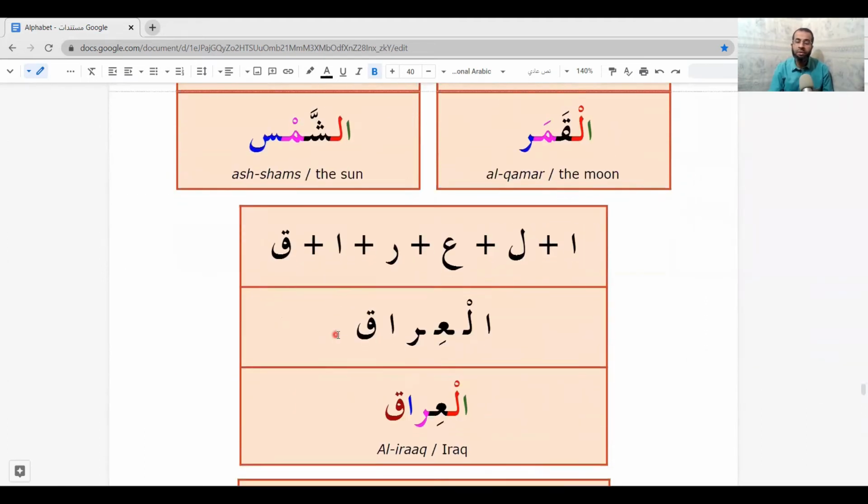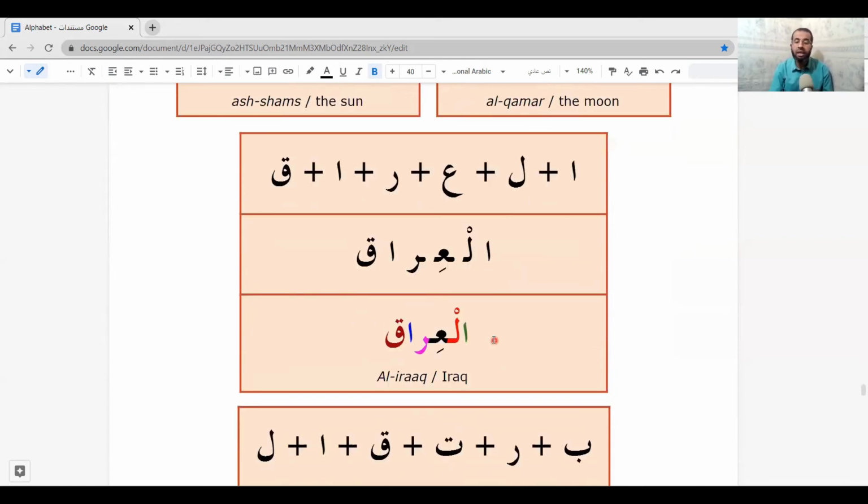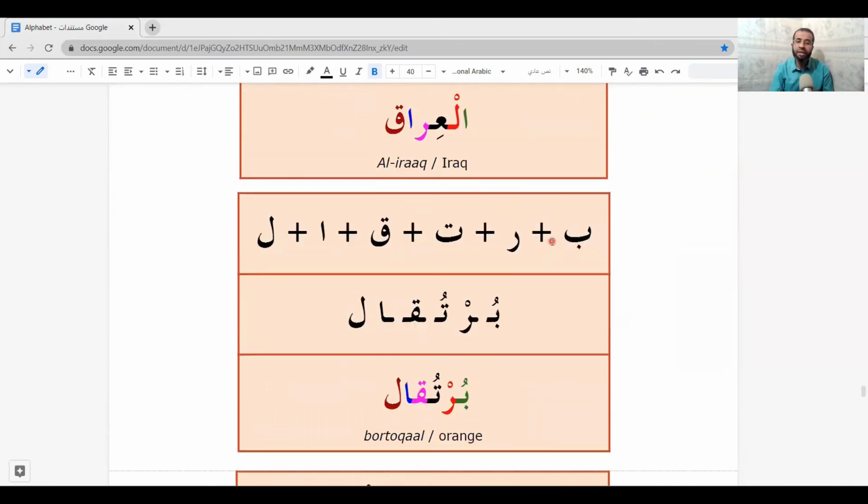The next word, Iraq. In Arabic, we say the Iraq. So we start with al. Ain has kasra, and because it's in the middle, it's written in this way. Al-i, followed by ra with the long vowel, alif, a. Then the last letter is qaf. Al-iraq, al-iraq.